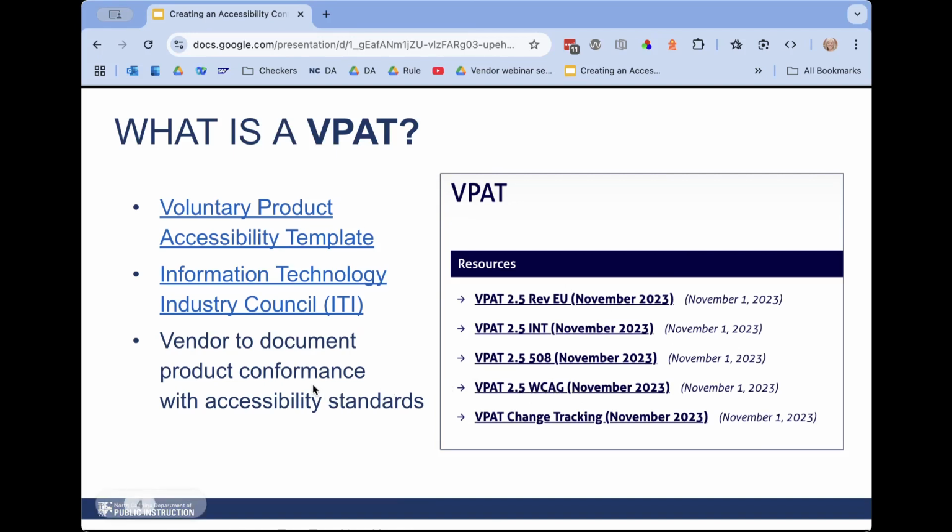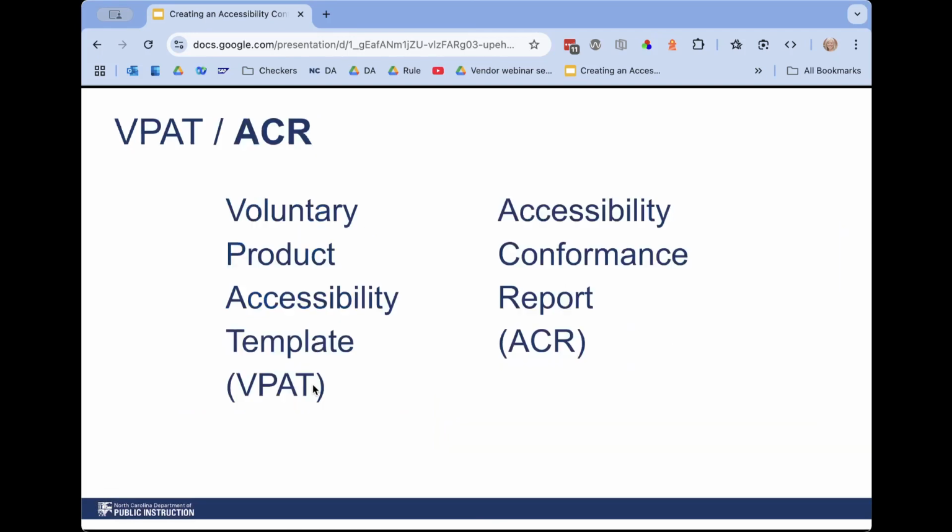And really, again, it's a template. It is the industry standard, but it is a template with the intent that vendors are going to be telling their story of accessibility and their level of conformance with those WCAG standards. And then the final product would be an accessibility conformance report. But again, we often still call that the VPAT, even when it's completed. Whatever we call it, just know that these two are somewhat interchangeable.